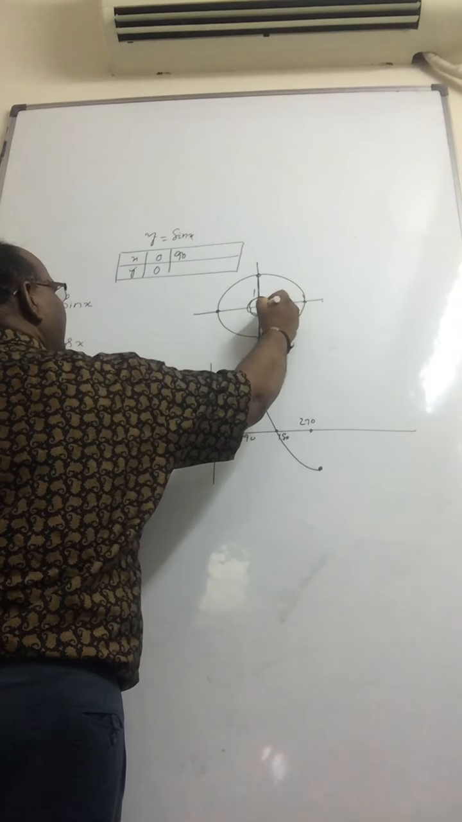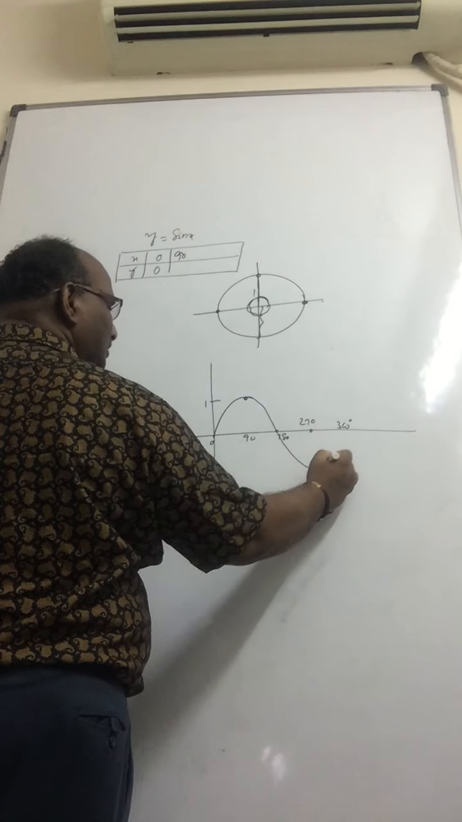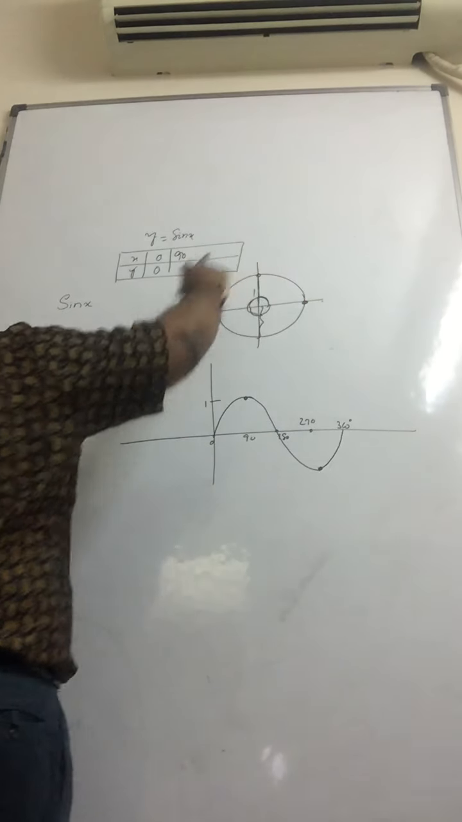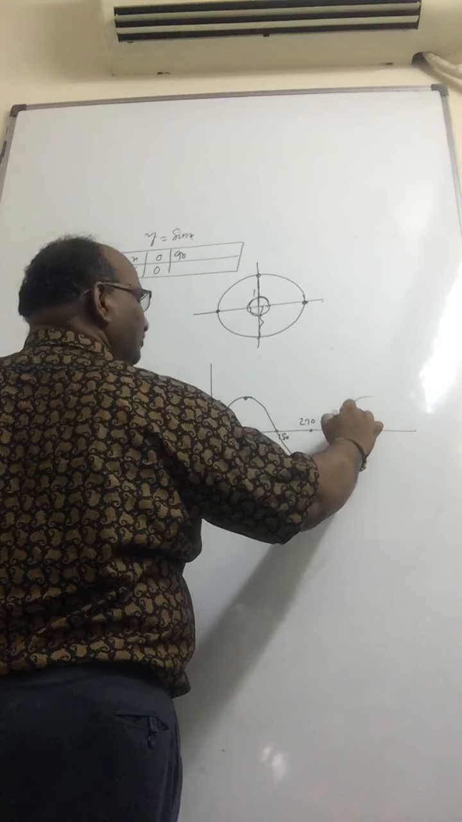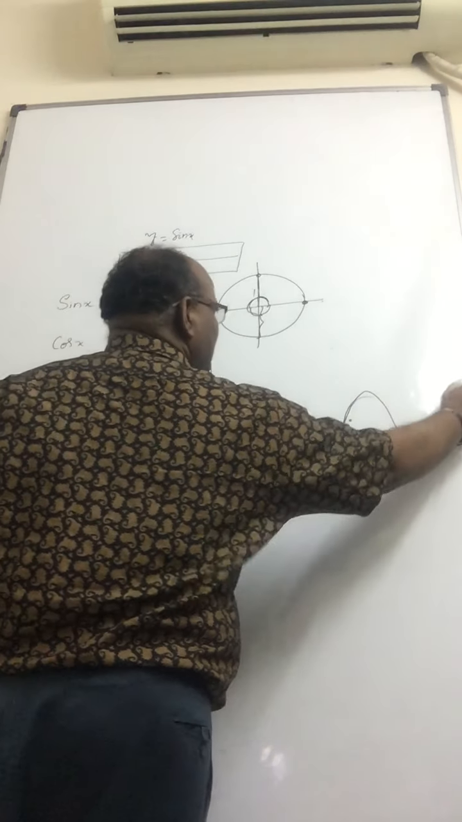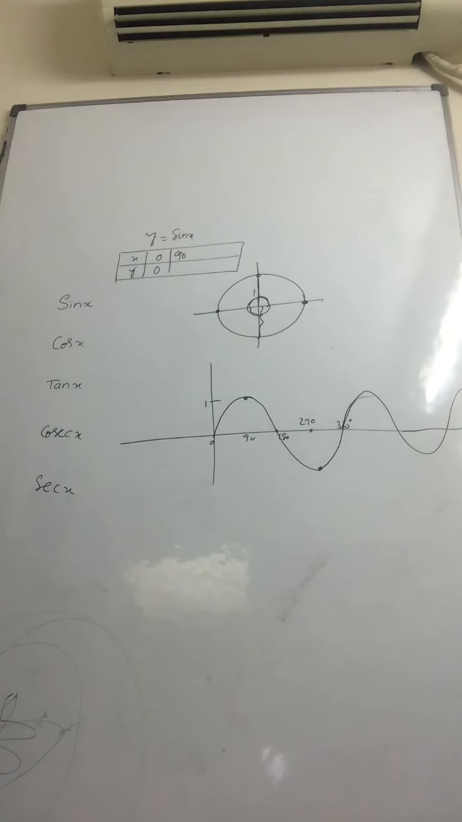For 360 degrees, y is 0. After 360, anyhow, the same process will be continued. The graph will be similar after 360. This is the graph of the sin x function.